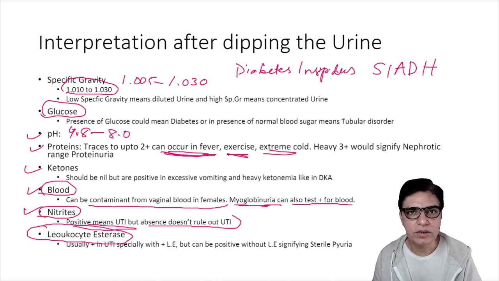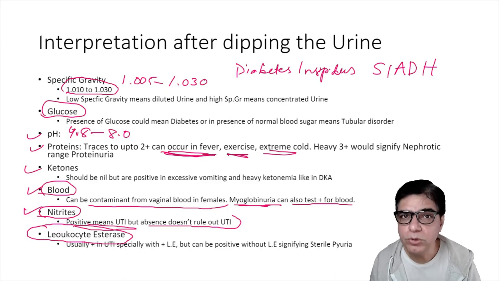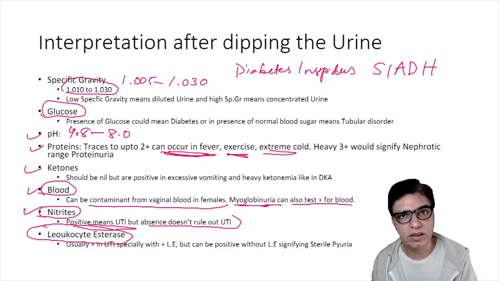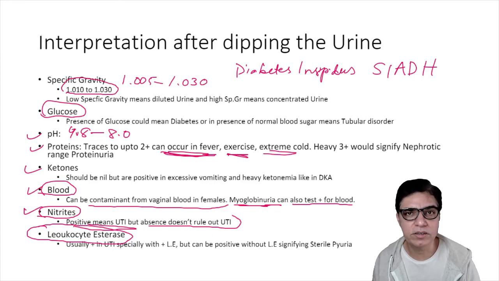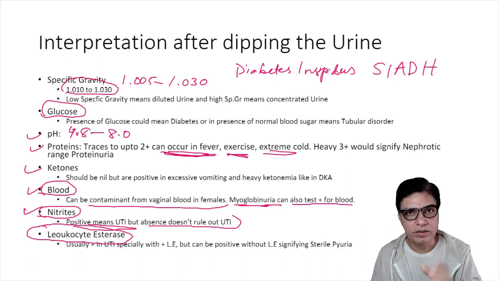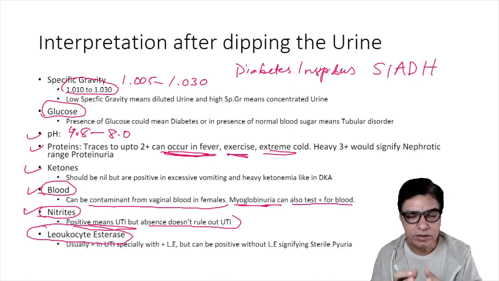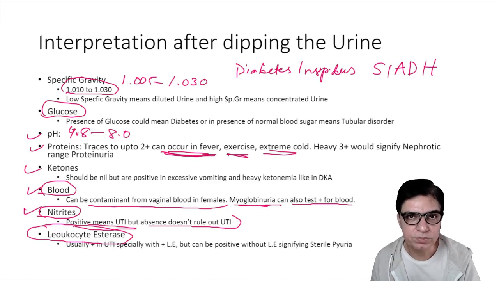For example, it can happen in Kawasaki disease. It can happen in generalized viral infections. It can happen in autoimmune conditions like SLE and so on and so forth, where white blood cells can come but obviously there is no bacteria. So these are a few things that are there on the urine dip result sheet. And we look at these parameters and we make a decision.